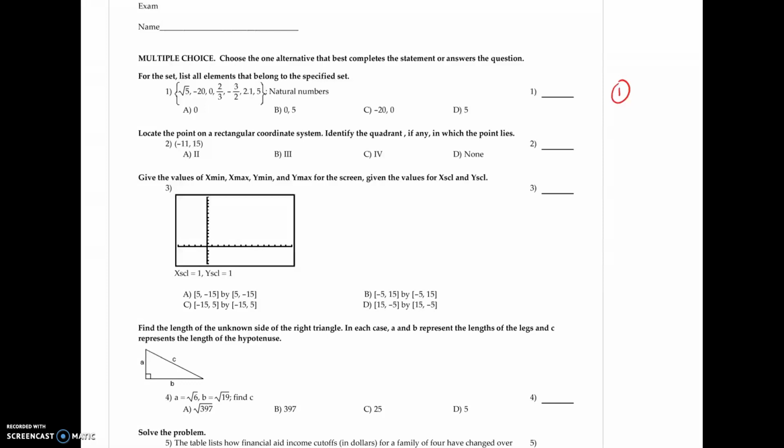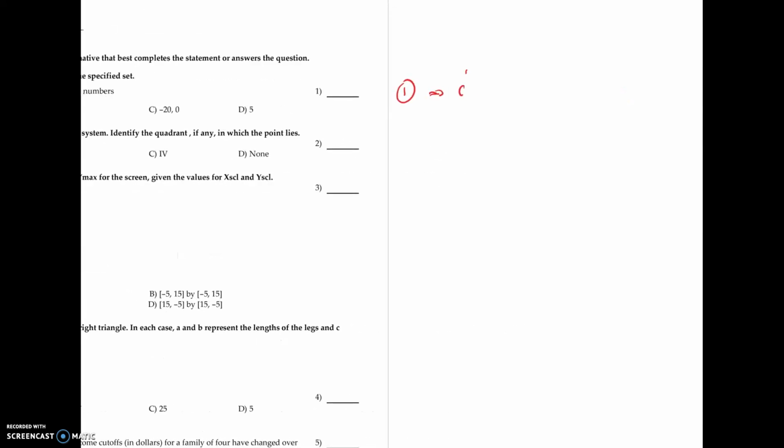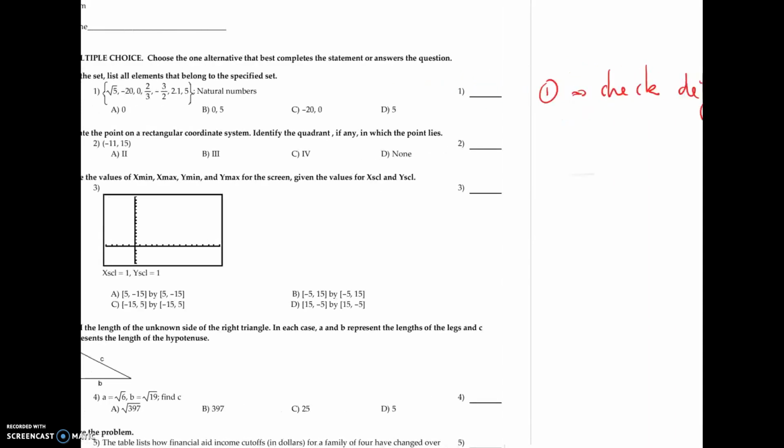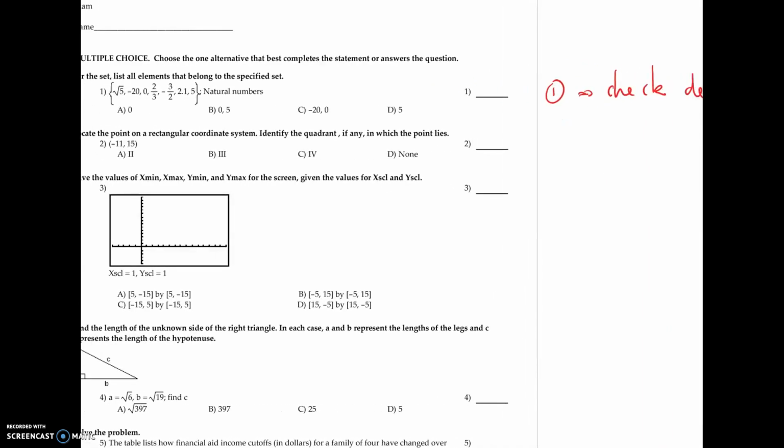Based on the definition, I would like to remind you that you need to check the definitions, okay? Well, the answer would have been D. 5 is the only natural number, so the answer is going to be D.